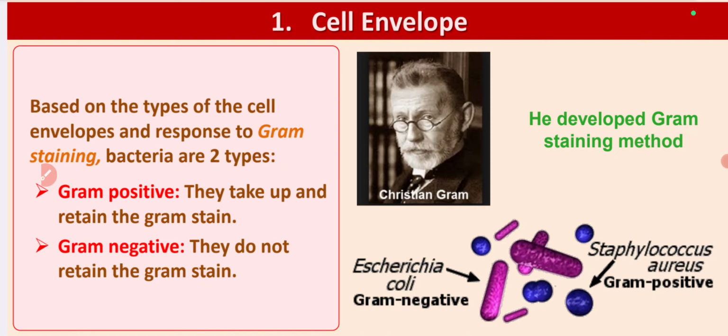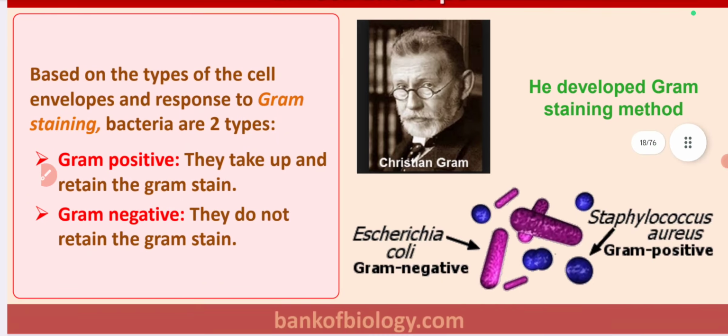If you add some bacteria in a particular stain or color, some bacteria absorb the color and some do not. It was developed by Christian Gram, and according to this, it is called Gram staining. Those bacteria that take up the particular color and become colorful are called Gram positive, and those that do not retain any color are called Gram negative.